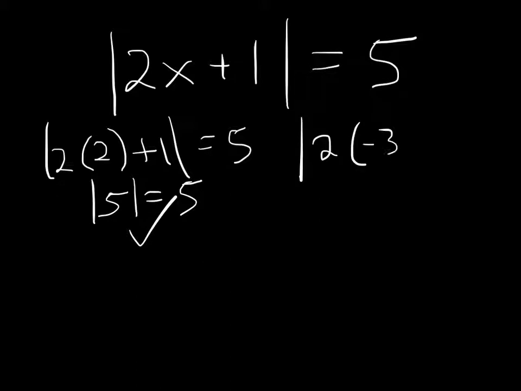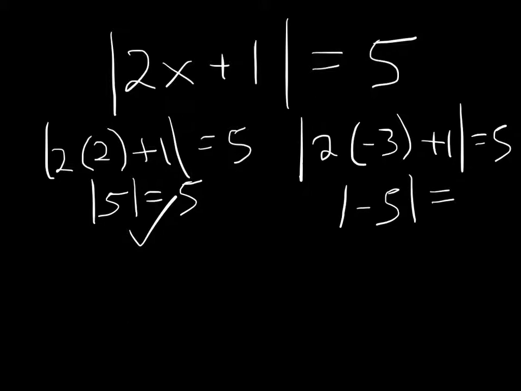Now we also need to check our other answer. So we'll take that and plug that in. 2 times -3 is -6. -6 plus 1 is -5. -5 inside the absolute value will become a 5, and that one works also. So we verified our answer.